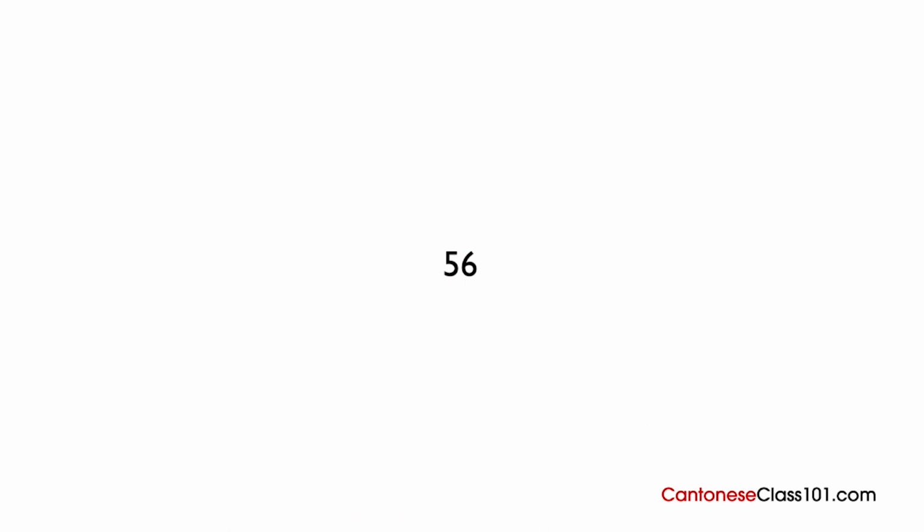The last thing to learn today is how to form compound numbers over 20. This is also super easy. Take the tens and simply add the numbers you learned in the previous lesson. Let's try it out. How would you say 56 in Cantonese? Let's take it step by step. 50 is 50, and then add 6. 56. It's done. Isn't that easy?